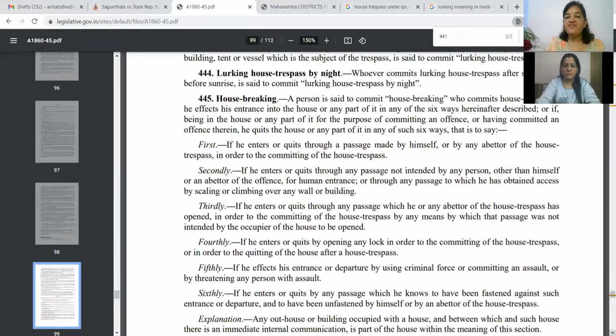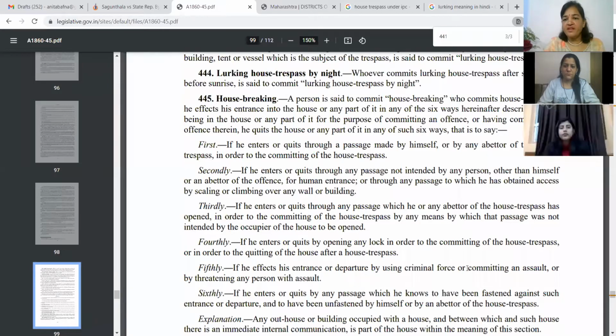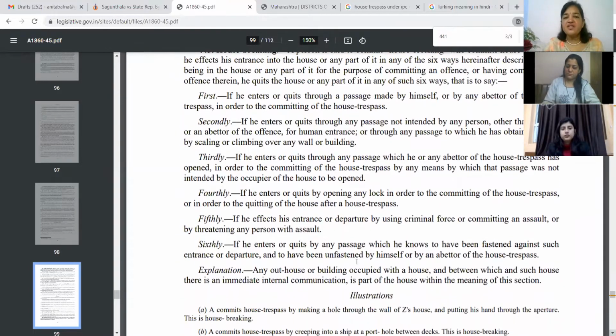Fifthly, if he effects his entrance or departure by using criminal force, जबरदस्ती घुसना, or committing an assault or by threatening any person with assault, बोला कि आप नहीं दरवाजा खोलोगे तो मैं कुछ धमकी देना इस तरह की कि मैं आपको मार डालूंगा.